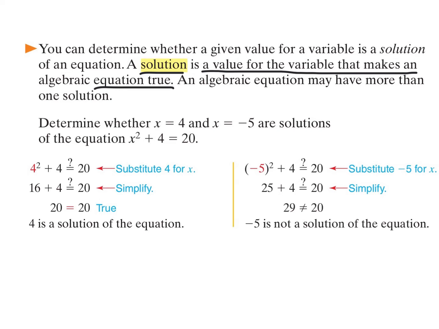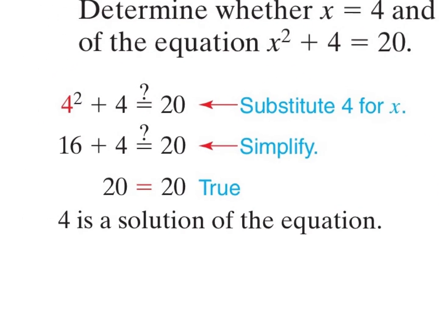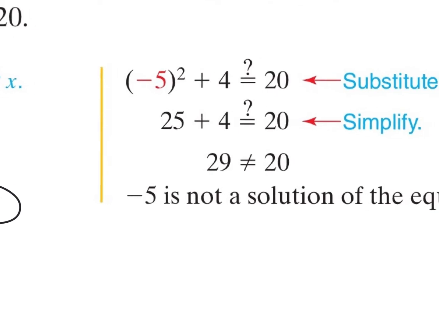So if you look at this, they're asking us whether x equals 4 and x equals -5 are solutions of this equation. So what they did, they tried 4, they put a 4 back in place of the x. They substituted that in, and then they worked it out. So 4 squared, 4 times 4 is 16, and then 16 plus 4 is 20. So that works. So 4 is a solution of this equation. And then they tried -5.